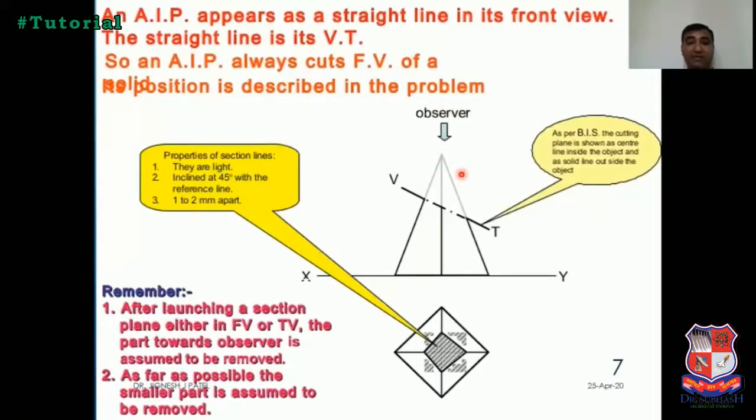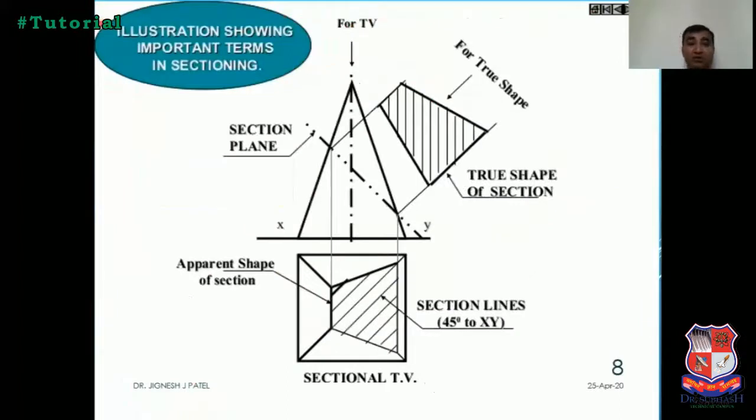Okay, and as far as possible, the smaller part is assumed to be removed. So this part is smaller, so it is assumed to be removed, right? So how to represent the section plane, you can see here. Now the next illustration shows the important terms in sectioning, right?